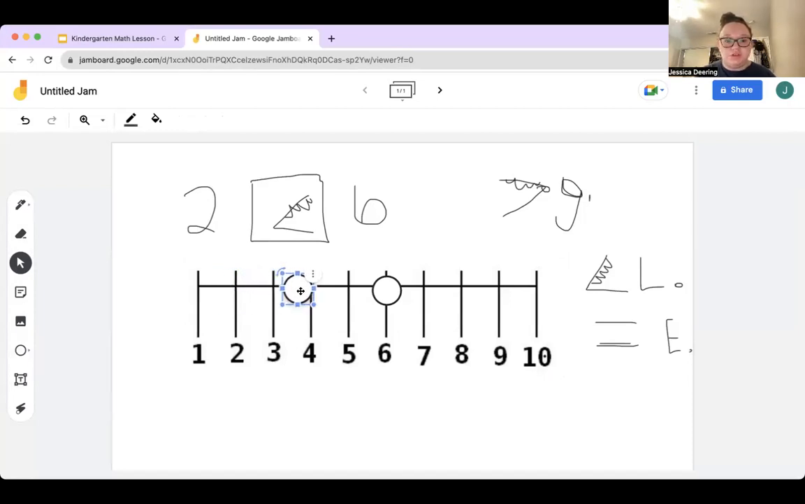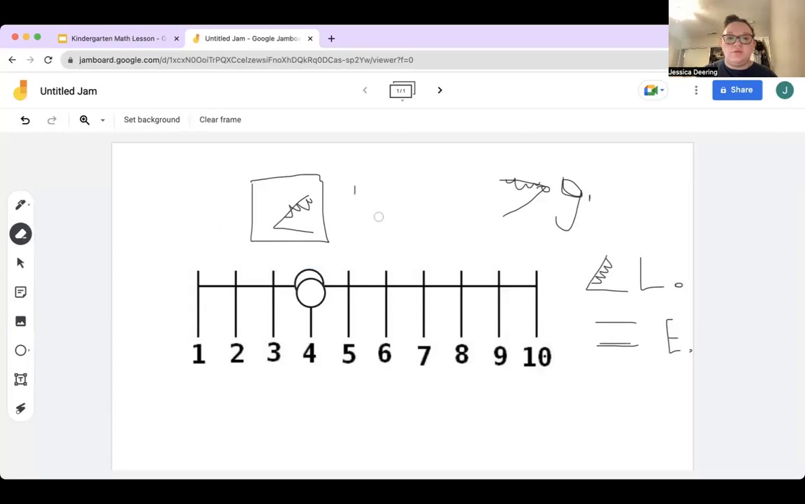I'm going to move this counter. We're going to put him at number 4. And this one right there. So for this problem, I want you guys to work with your table groups, okay? We're going to look at this one. Can you see the number line? We have both counters on the number 4. So are we going to use our greater than symbol?